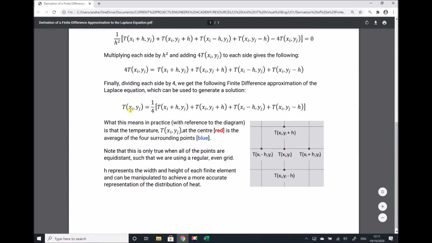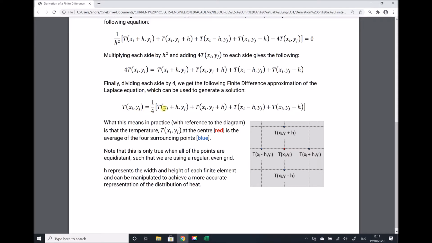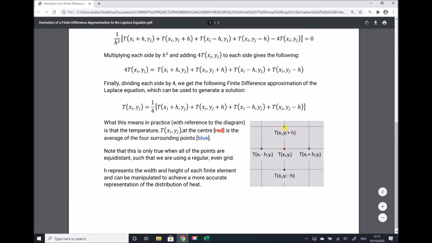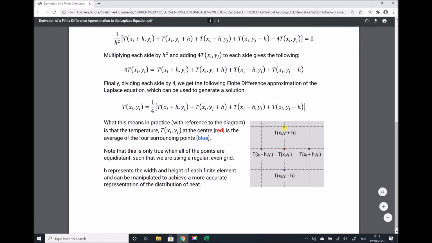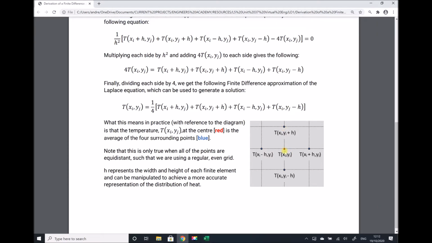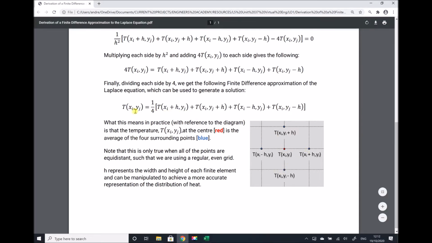The temperature of a given point, xi, yj, equals a quarter of each of those neighbouring points. What it basically means is the temperature in the centre on our diagram here, marked in red, is the average of the four neighbouring temperatures. So if we were to think of this as a simultaneous equation, the temperature at the centre point equals these four temperatures added together and then divided by 4, or the average of those four temperatures.